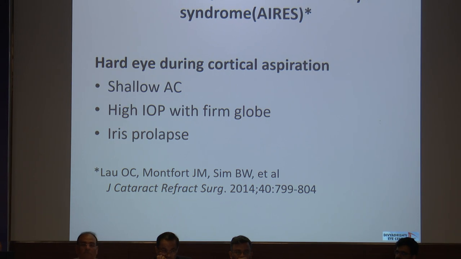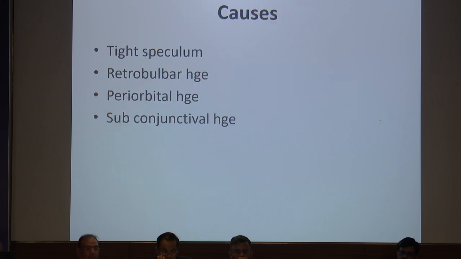2014, he observed that during the cortical aspiration, he suddenly noticed shallowing of the anterior chamber with rise in intraocular pressure with a firm globe, and there was iris prolapse in his case. So he termed this case acute intraoperative rock hard eye syndrome.